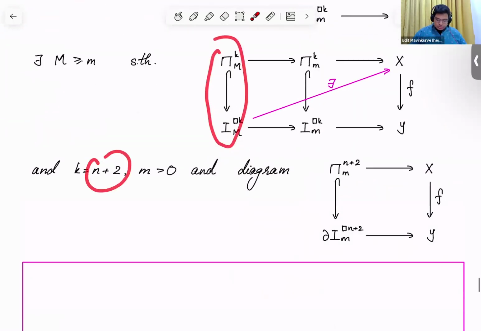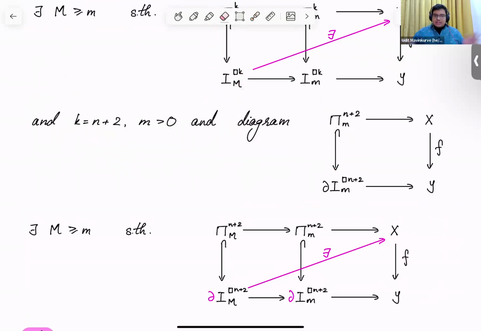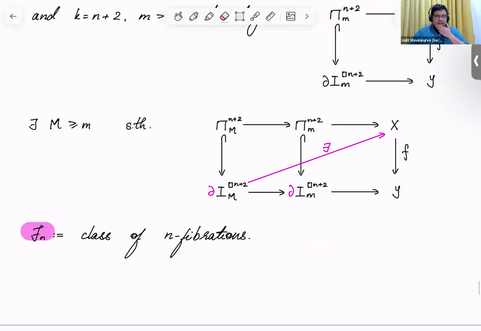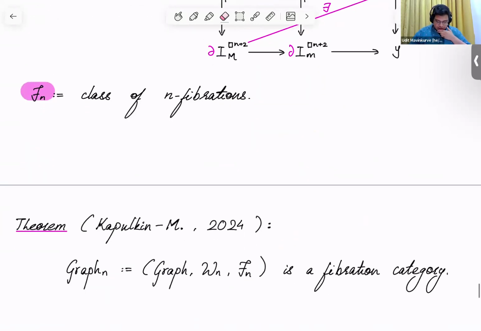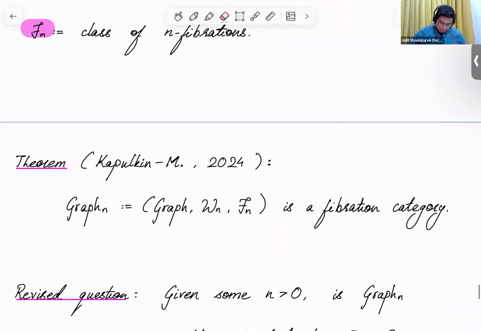And in dimension n plus 2, the only thing you need to change is to look at the inclusion of the open box into the boundary of the n plus 2 cube. So again, it's just the discrete analog of the classical result, except that we're using the shrinking maps to relax the conditions. Okay, so we let F sub n be the class of n-fibrations, and we prove that graph sub n, the category of graphs equipped with n-equivalences and n-fibrations, is a fibration category.